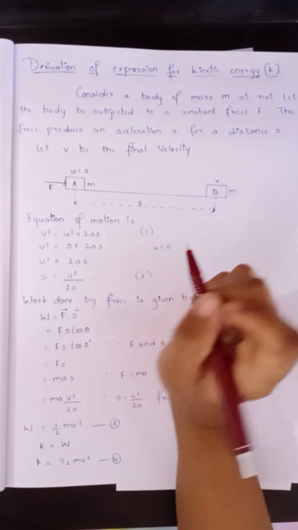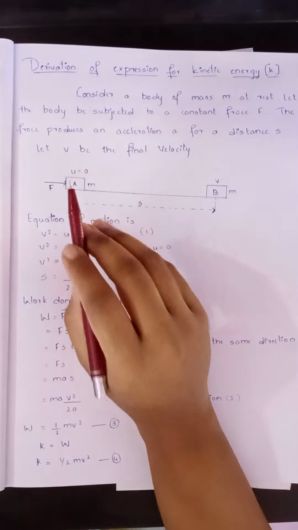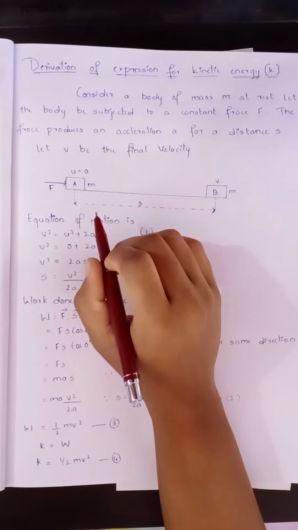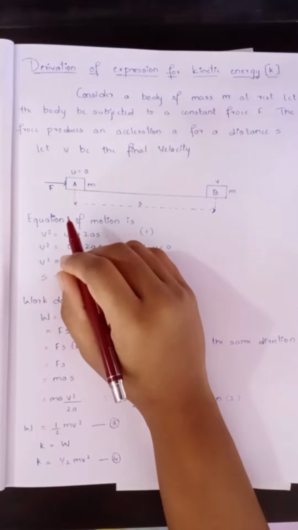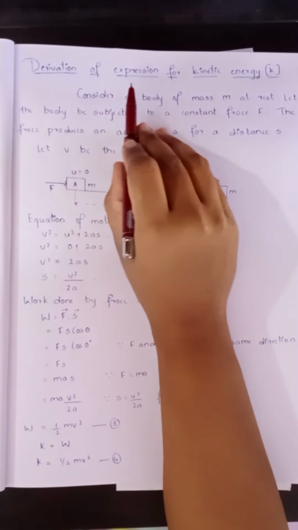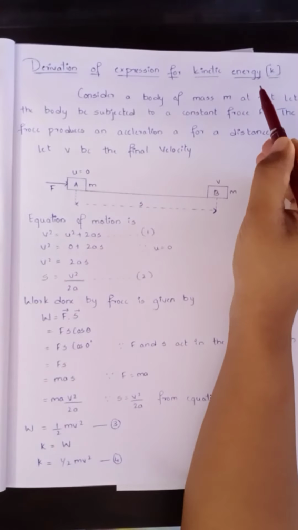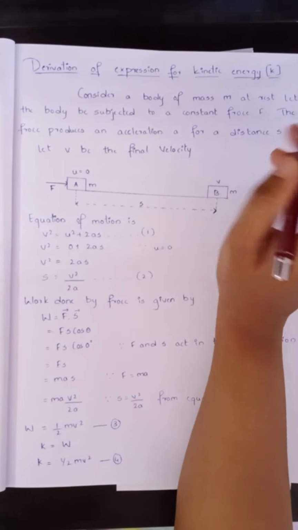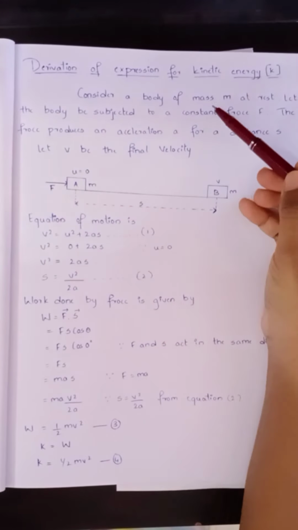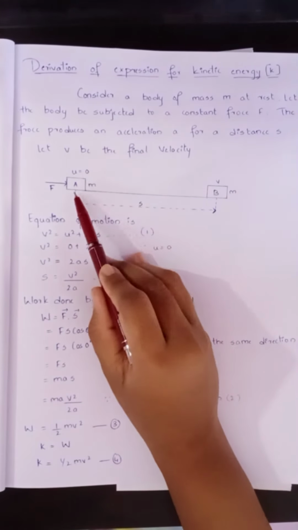Hello students, in today's class we will continue the chapter work, energy and power. So in today's class we will derive the expression for kinetic energy, that is K. So for this let us consider a body of mass m.